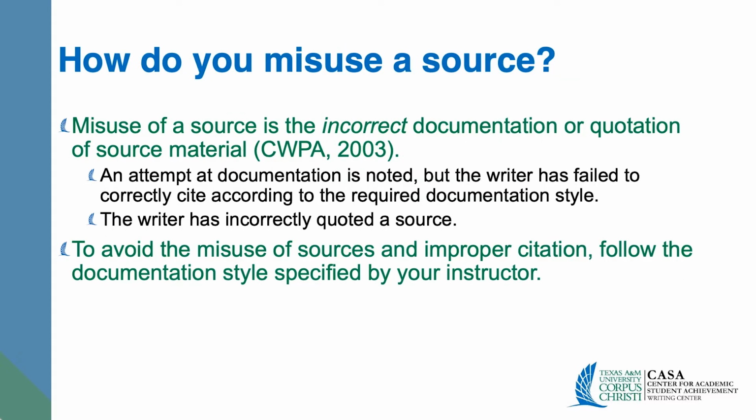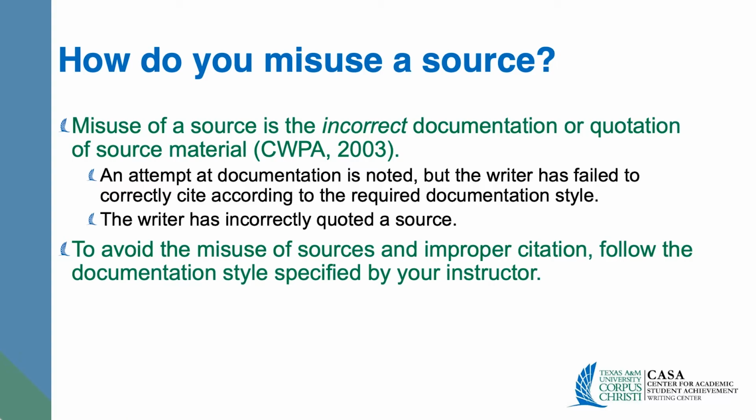The misuse of a source is the incorrect documentation or quotation of source material. This means if you are trying to cite a source, but you do it incorrectly, that's a misuse of a source. Or if you have incorrectly quoted the source, it is a misrepresentation of the original document that you're reading from.